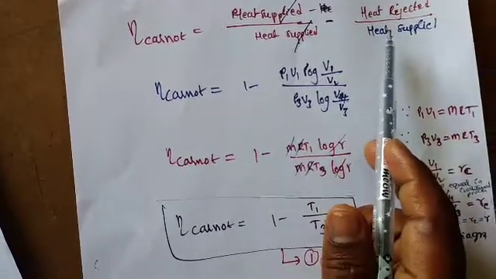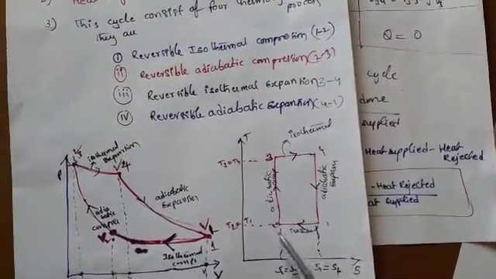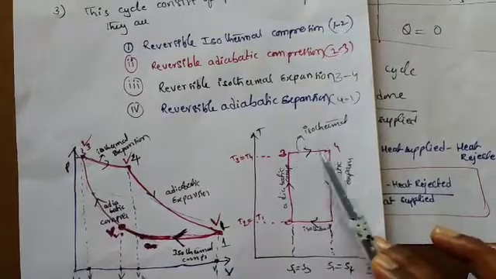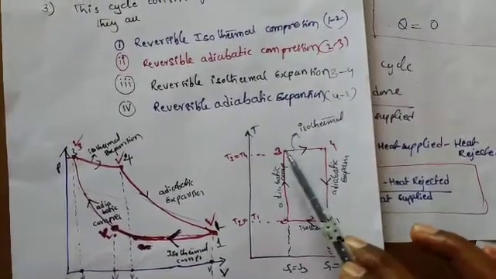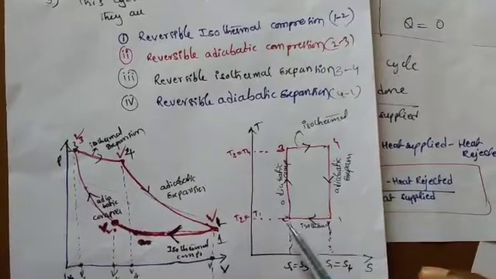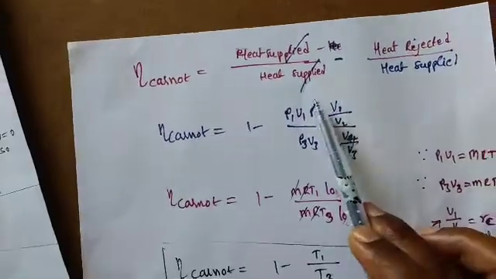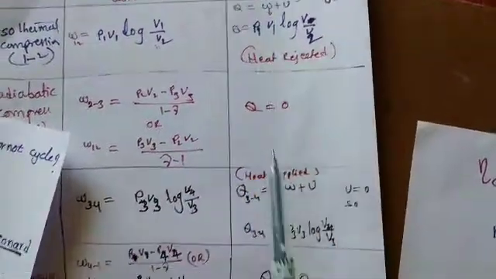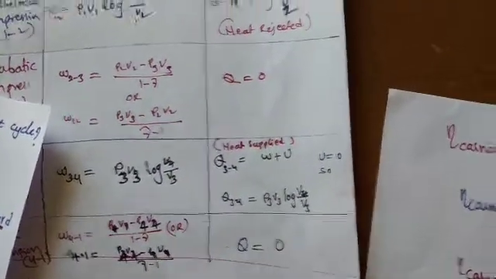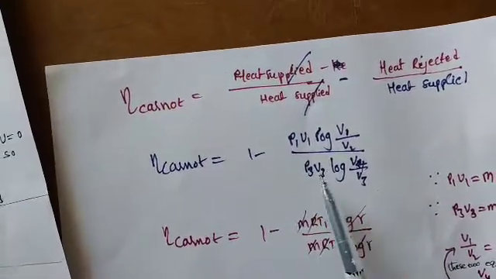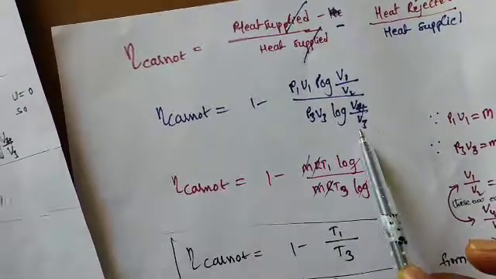So here is the heat rejected. Once again, see the TS diagram. From 1 to 2 heat is rejected, and from 3 to 4 heat is supplied. So 3 to 4 is the heat supplied process, and 1 to 2 is the heat rejection process. So the heat rejected is nothing but P1 V1 log V1 by V4, this formula. And this one is the heat supplied. Therefore, heat rejected over heat supplied is P1 V1 log V1 by V4 divided by P3 V3 log V4 by V3.